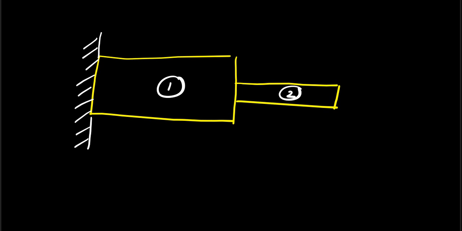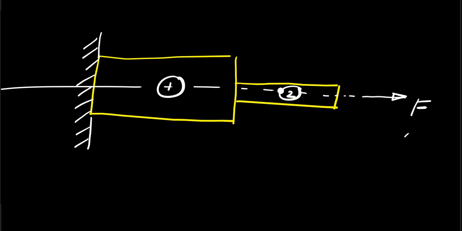Now the load is applied along the axis, then the force will be applied here. Whenever the load is applied along the axis, it's a bar, a stepped bar you can say. If the load is applied perpendicular to the axis, then it becomes a beam. That is the difference between bar and beam.